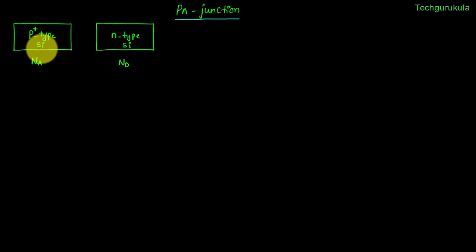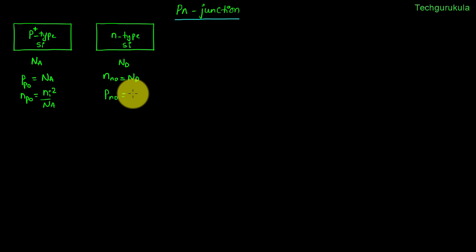Now the carrier concentrations of this p-type semiconductor: the hole concentration on the p side, we can write pp naught under thermal equilibrium is equal to Na. And the electron concentration on the p side, which is the minority carrier concentration, is Ni squared over Na. For the n-type material, the electron concentration would be Nn naught, given by Nd, the doping concentration itself, and the minority carrier concentration on the n side is Ni squared over Nd.